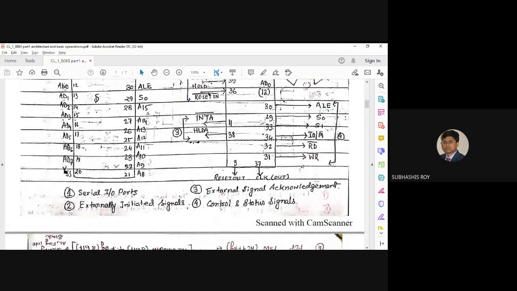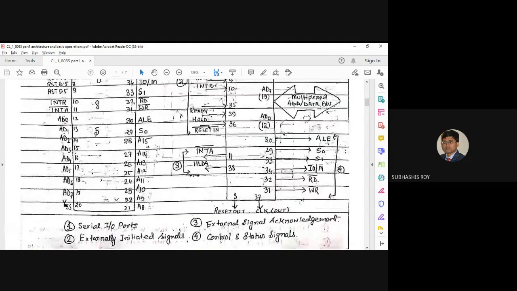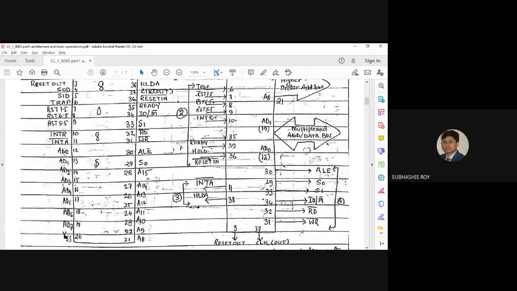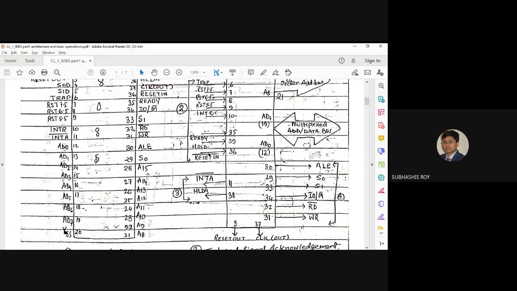That means after getting some signals related to your interrupt and hold operation, the 8085 will send back to them the interrupt acknowledgement signal or hold acknowledgement signal. This is the acknowledging signal that the 8085 sends to those devices. And there is a fourth group. What is this fourth group?